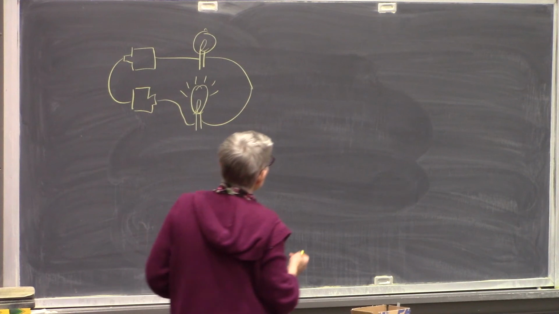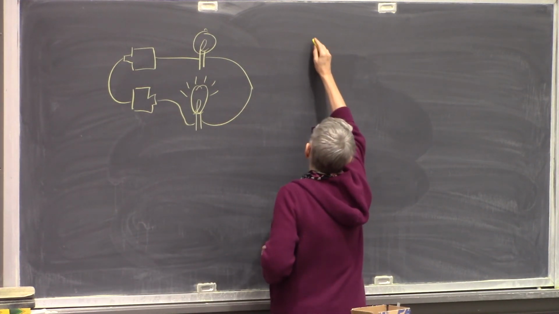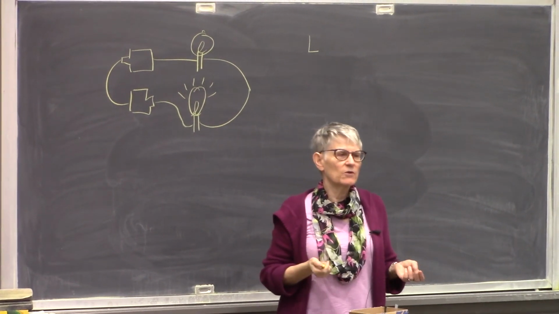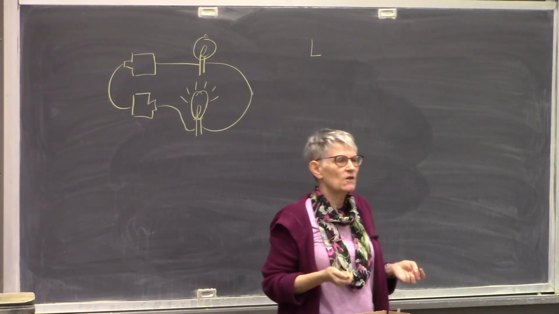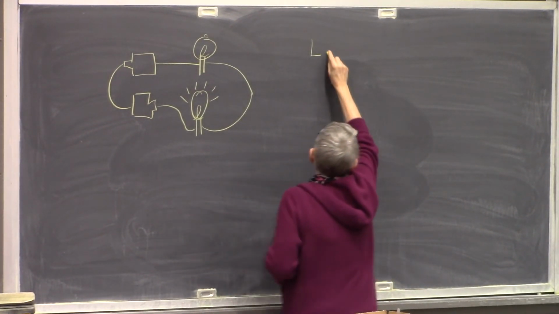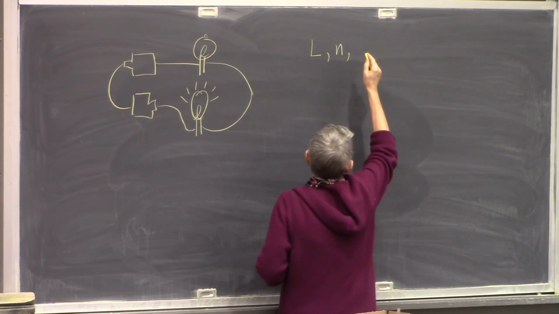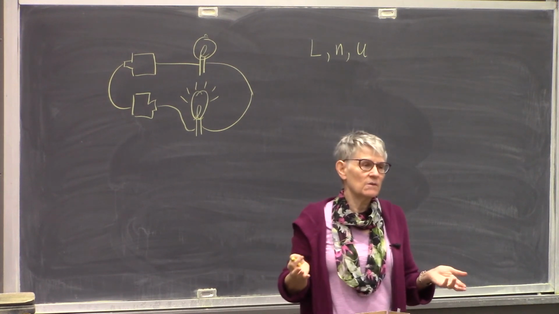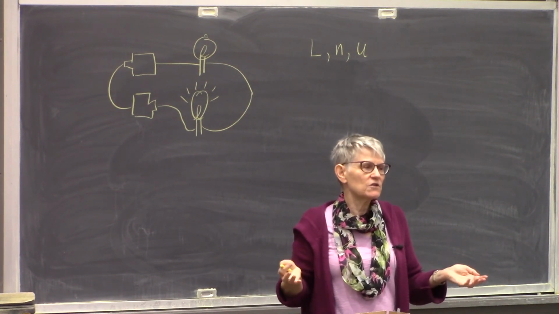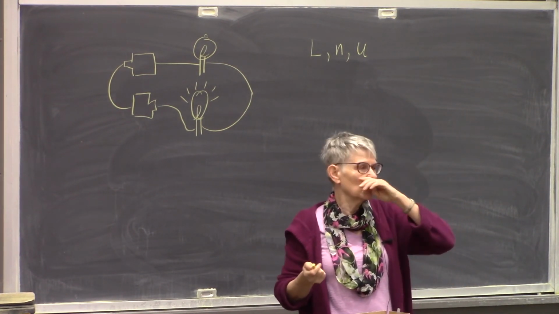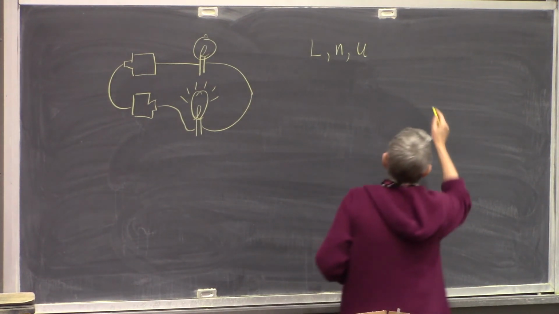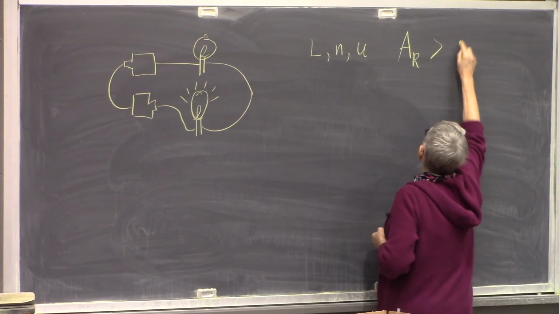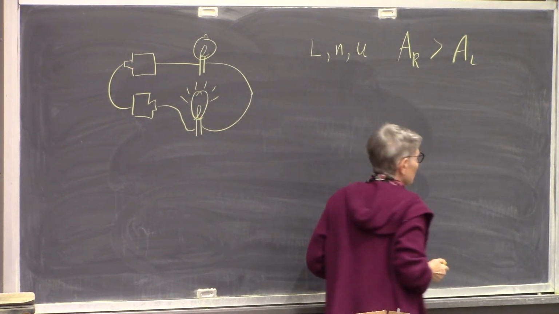What we're going to assume here is that the length of each filament is the same, which is probably a good assumption. They're both made of tungsten, so the mobile electron density and the mobility of a mobile electron is the same for each filament. And what's just different is the cross-sectional area. One's larger than the other, so the cross-sectional area of the round bulb is greater than the cross-sectional area of the long bulb.